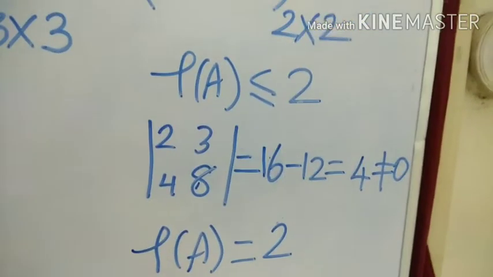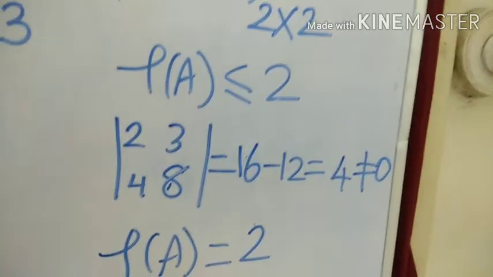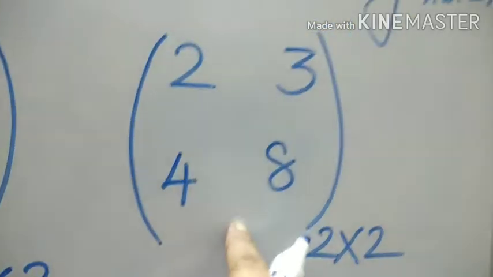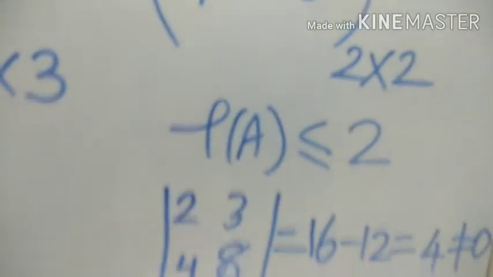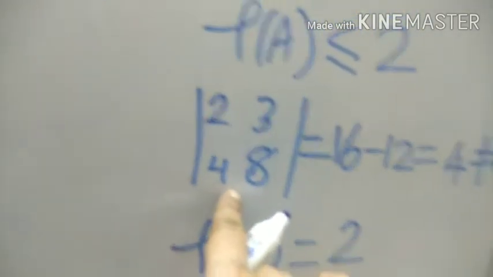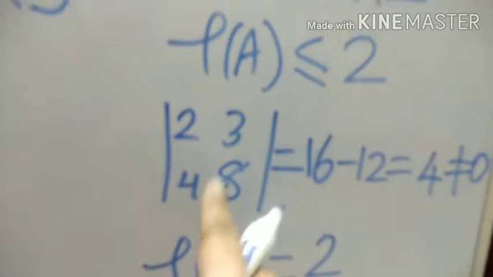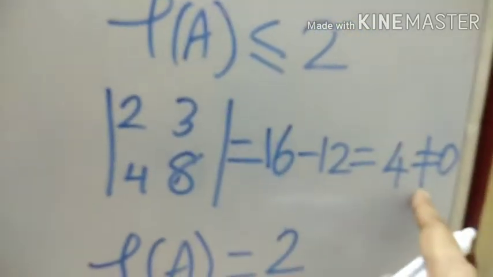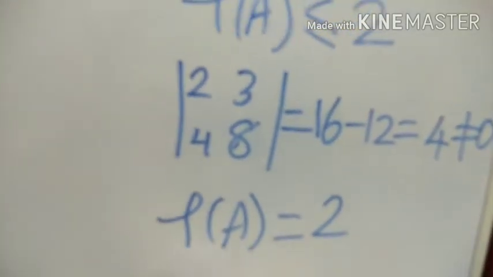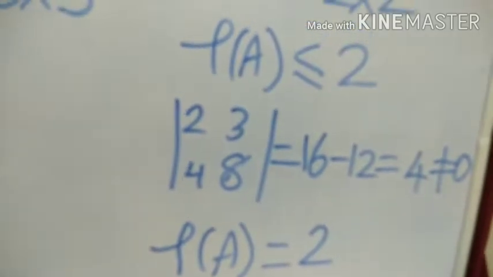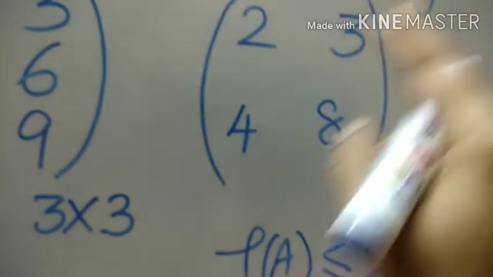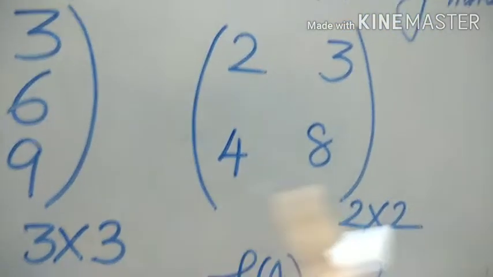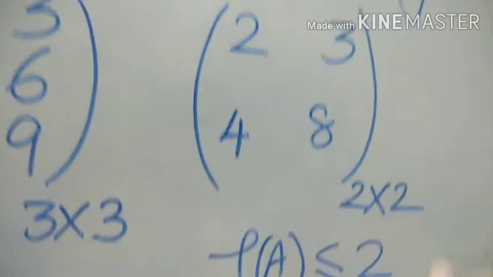So, can I have more than 2? No, because the given matrix has only 2 rows and 2 columns. So, maximum, my determinant order will be only 2. So, second order determinant not equal to 0. Immediately, I will write rank is equal to 2. Supposing the second order determinant is 0, I will proceed to hiding a row and hiding a column, getting a minor. Is the idea clear?